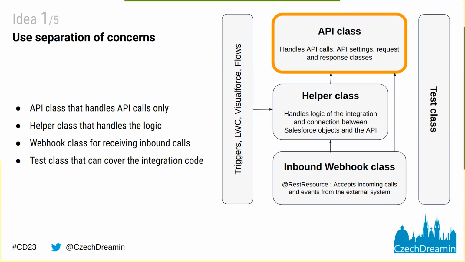So the first class is the API class. And this is a class that can make API calls to that specific integration. It contains methods and variables and all the code that is needed to make specific API calls to specific endpoints to that integration. And it doesn't contain any kind of logic. It doesn't contain any kind of connection between Salesforce objects and the external REST API. It's just for doing API calls.